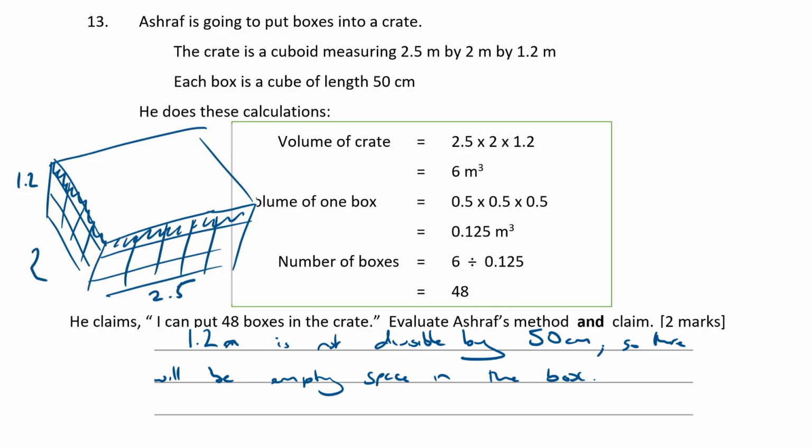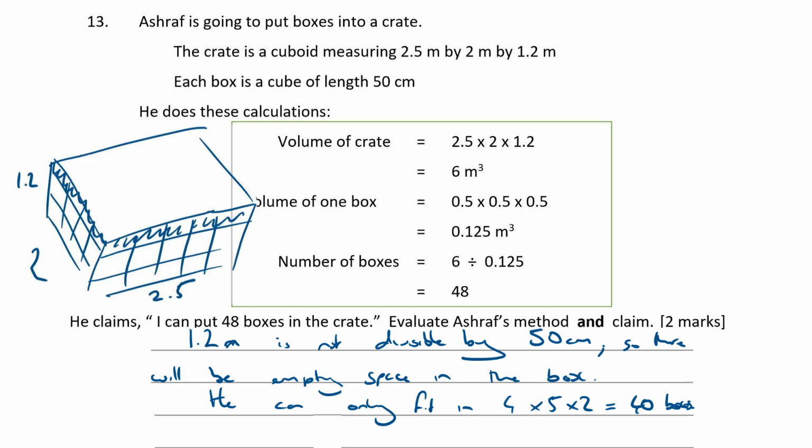So how many boxes can he actually fit in? So thinking about what I've just done here, I've said that he can fit 4 boxes in this direction, and he can fit 5 boxes in this direction, and I think he can only fit 2 stacked on top of each other upwards. So he can only fit in 4 times 5 times 2. 5 2s are 10, 4 10s are 40, 40 boxes. Okay, so it can only fit 40 boxes in there and not 48.